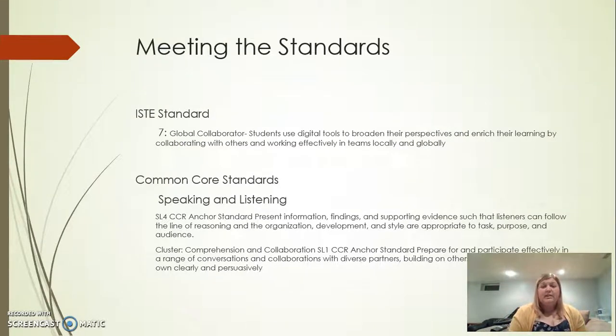It's going to help us meet the ISTE standard 7, which is creating a global collaborator, which would be our students that use these digital tools, and they're going to broaden their perspectives. They're going to have a clear understanding of what's going on in the world. It's going to enrich their learning, and it's going to make them more empathetic to what's going on, or more open to all the different scenery that's around them that they may not have known.